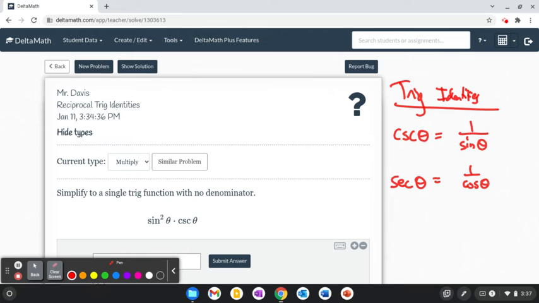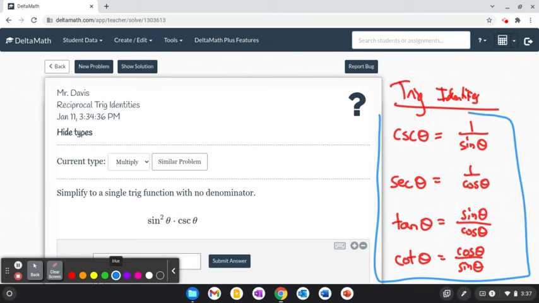We're also going to use tangent and cotangent. So tangent of theta, if you remember, is sine over cosine. So sine theta over cosine theta. And then cotangent of theta is going to be cosine theta over sine theta. So these are very important that you know them. I would write them down right now. If you need to pause the video to do so, go ahead, write those down because we're going to use these throughout this lesson here.